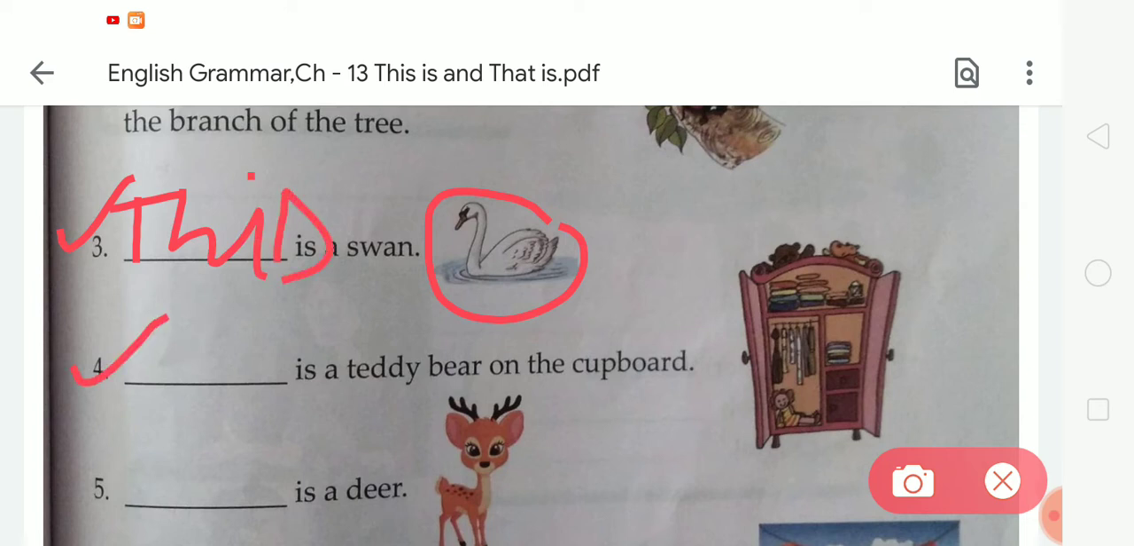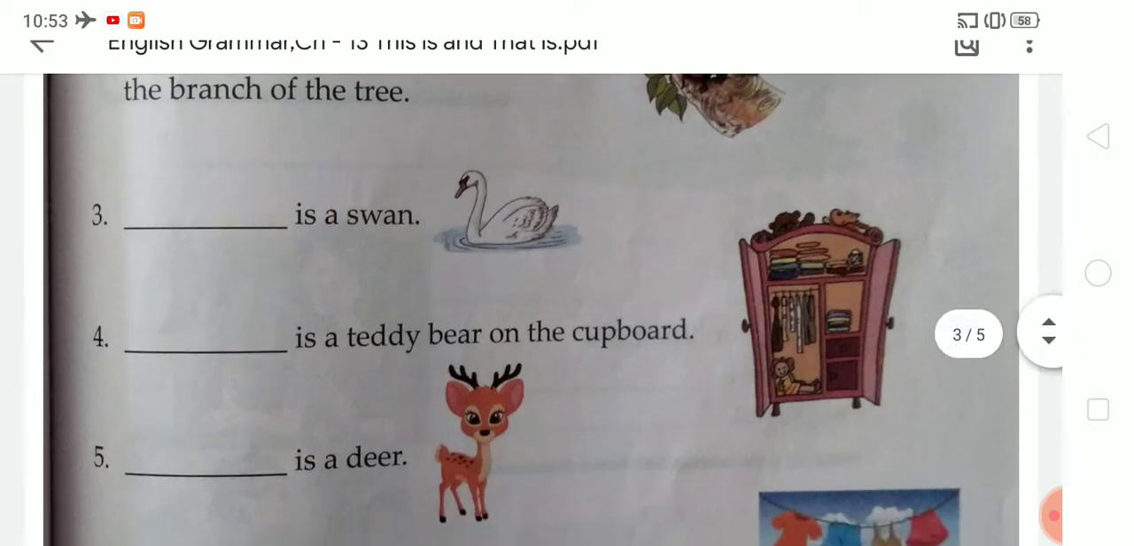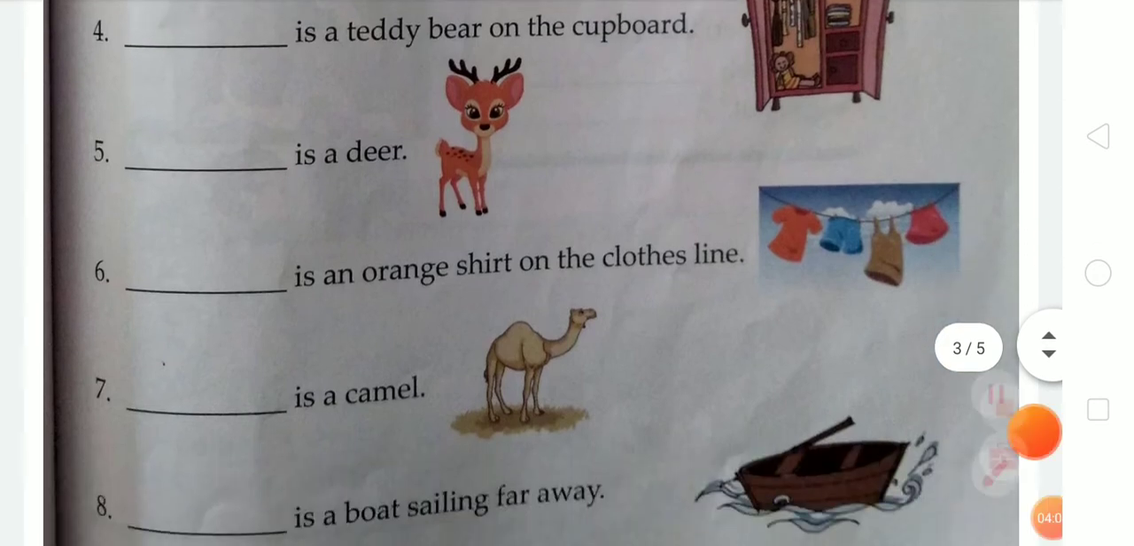Come to the next. Number 4, dash is a teddy bear on the cupboard. Now tell me, is the cupboard near or far? It is far. So we have to use that. In number 5, dash is a deer. Is the deer near or far? It is near. So we have to use this for near things, near person or near people.